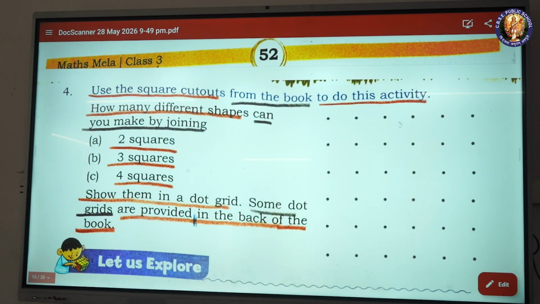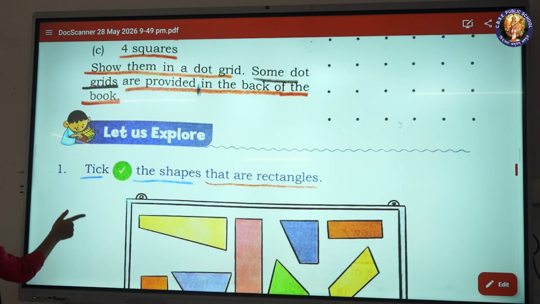4. Use the square cutouts from the book to do this activity. How many different shapes can you make by joining? A. 2 squares. B. 3 squares. C. 4 squares. Show them in a dot grid. Some dot grids are provided in the back of the book.